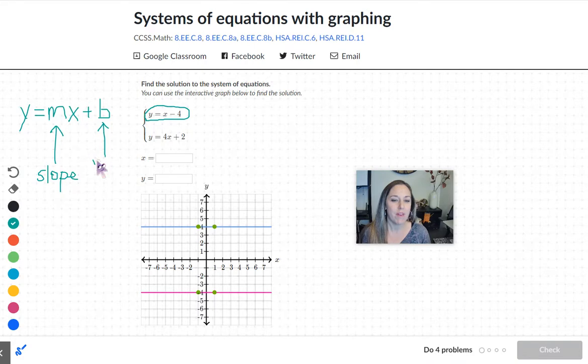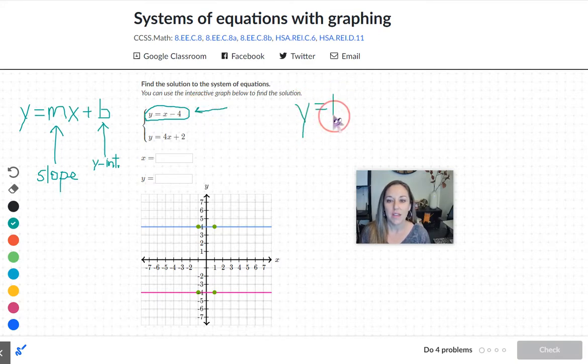I always say that math builds on itself. Those of you that weren't really paying attention last unit, you're absolutely going to need to know that stuff for this unit in order to be successful. So hopefully you're starting to understand what slope and y-intercept is. So let's take this equation right here. Y equals x minus 4.